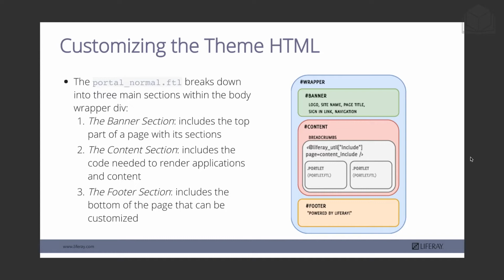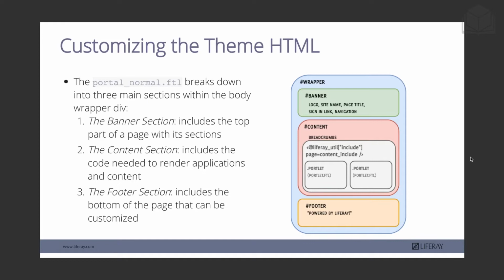All right, so we're going to break down these next few sections by creating a theme and looking at the different aspects of the theme. We'll start with HTML, then go to CSS, look at JavaScript, do some configuration, etc. To start, what you can see here is that we have the portal_normal.ftl file as the main HTML source file. So that's where we're starting, okay? Now this breaks down pretty easily into three major sections within the wrapper div, and I'll open this up and work through this with you. We'll build a theme together and look at some of these source files.